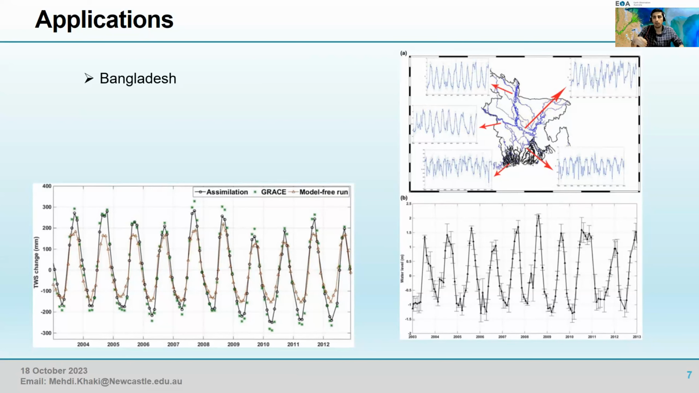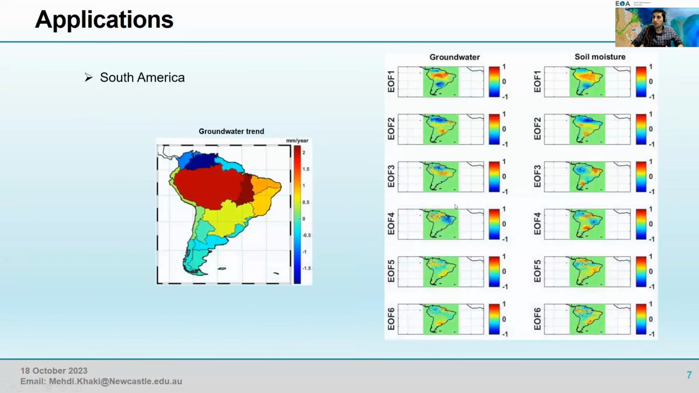component, mainly groundwater. So this is why I said you need to be careful about the case study, about the conditions, and what you want to use as data as observations. Another study here, we used, again, GRACE and satellite soil moisture observations to analyze groundwater changes and groundwater trends in South America. And we could identify trends in different basins using the data assimilation.